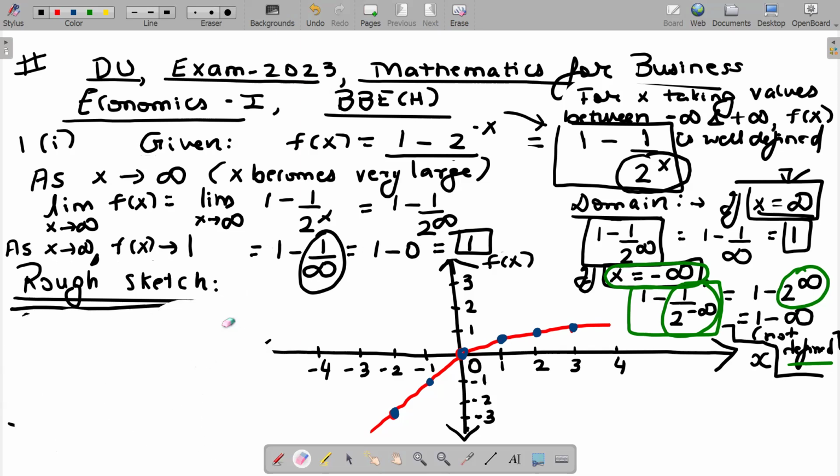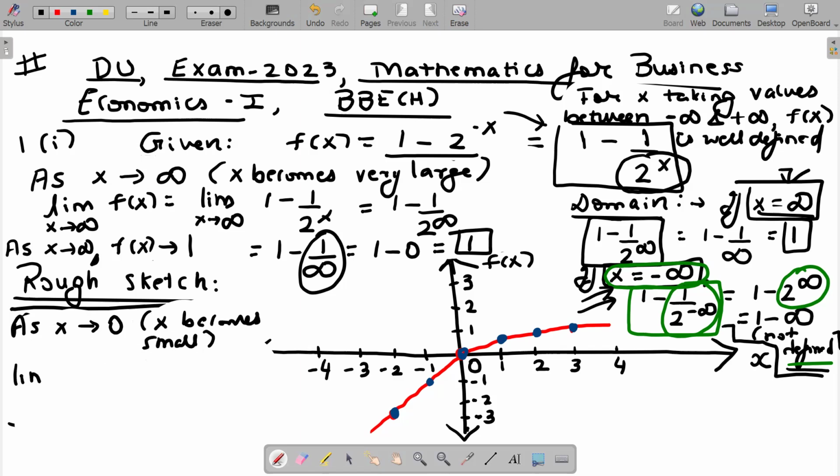Obviously, I will not take x tending to minus infinity, because we know that when x tends to minus infinity, from here the function is not defined. When x is tending to minus infinity, the function is not defined. So I am taking x tends to 0. As x tends to 0, that means as x becomes small.